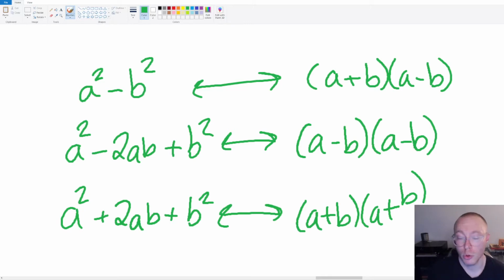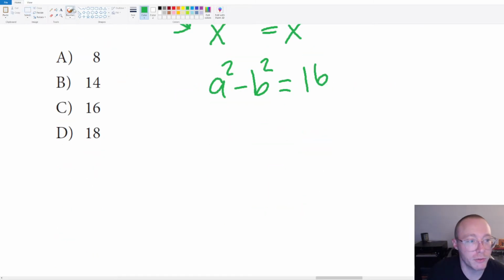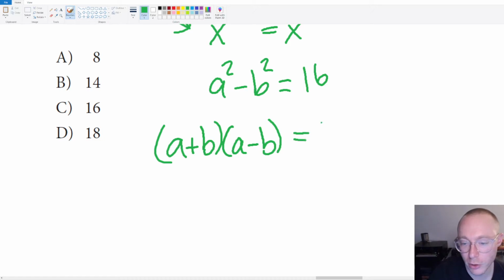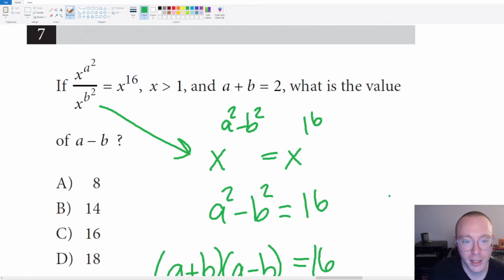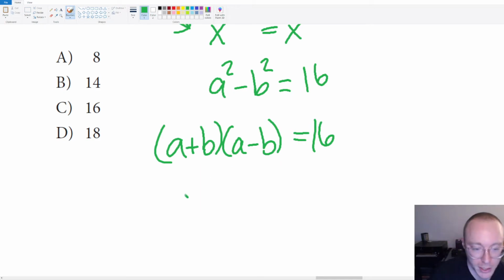Okay, so if you know all three of these quadratics and their factored forms, this is going to be a pretty easy question for you. Because now all you have to do is take this a squared minus b squared and factor it so that it is a plus b times a minus b. And the reason we're going to do this is because we want to find a minus b, and we already know a plus b. They're telling us in the question that a plus b equals 2, and so we're going to go ahead and plug that in.